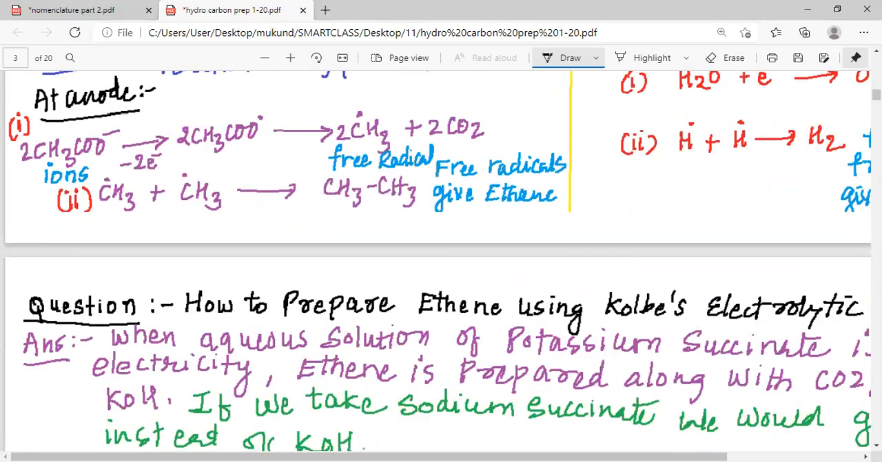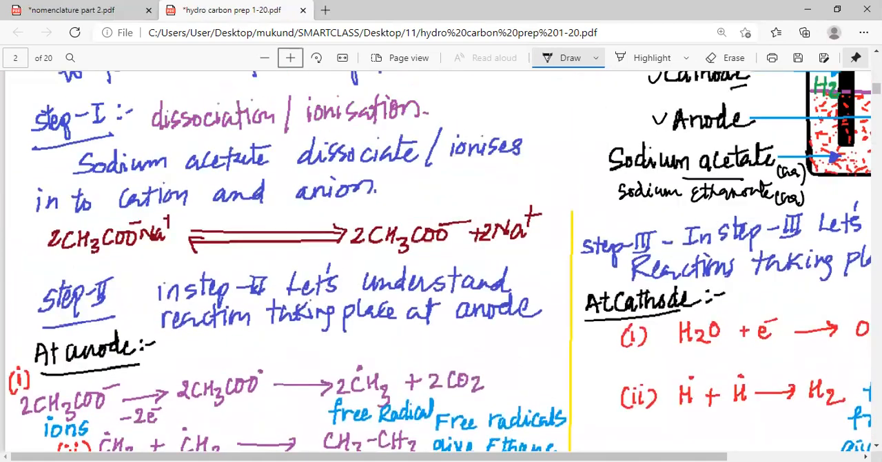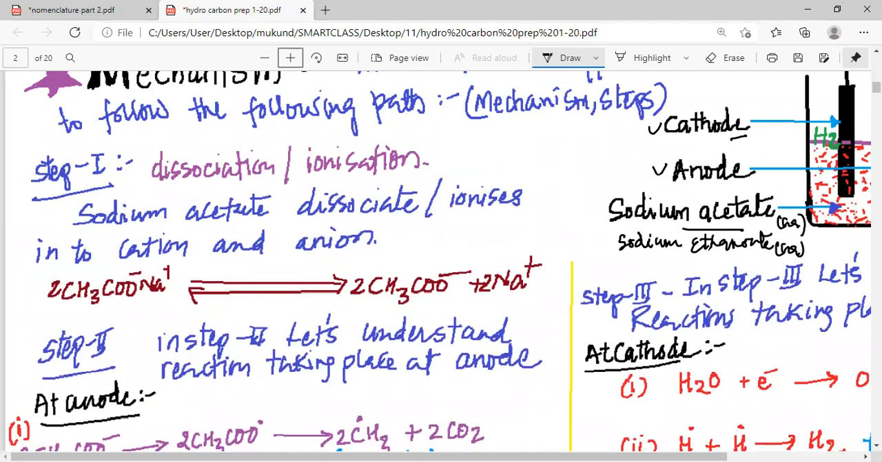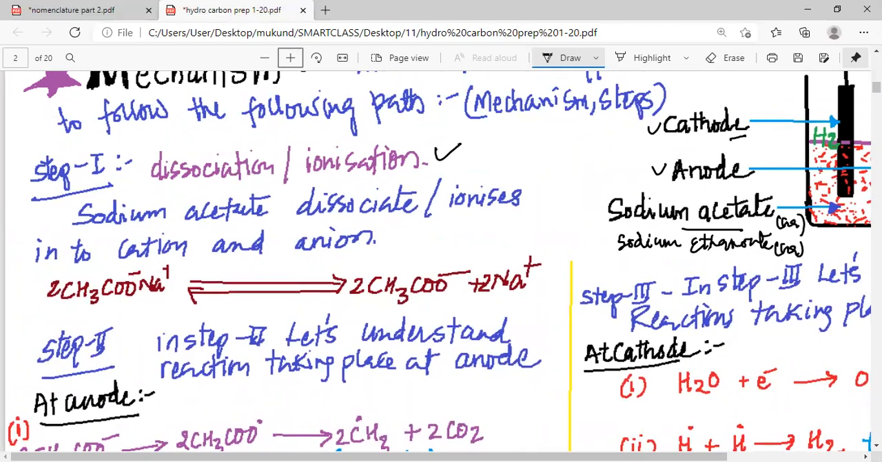In step 1, let us see what happens, my dear students. In step 1, the dissociation or ionization takes place. So sodium acetate dissociates or ionizes into the cation and anion. You can see this is an anion, and this is the cation. So sodium ethanoate, when it dissociates, gives the acetate ion and sodium ion.